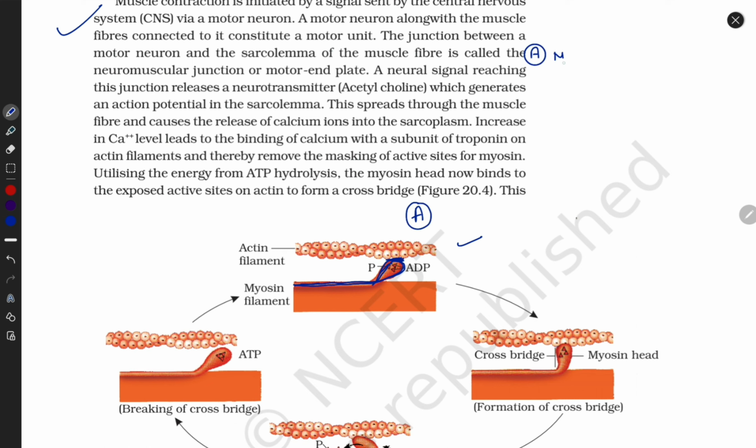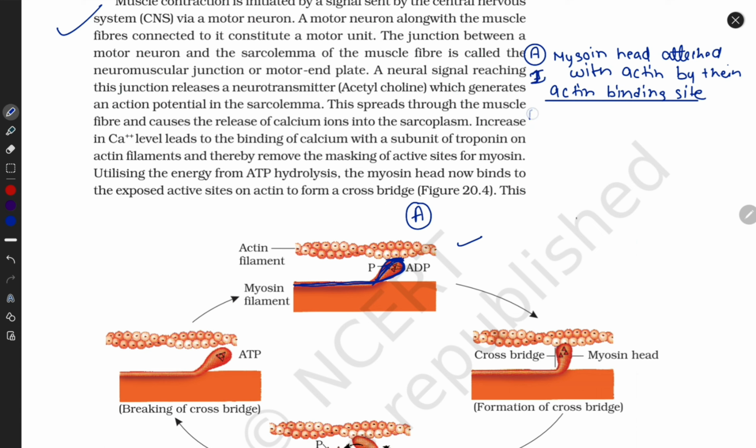First, myosin attaches with actin by their actin binding sites. Clear? Myosin has actin binding sites and they attach with actin. The first step is clear. Now, what is this? ADP and Pi. Now, second step.